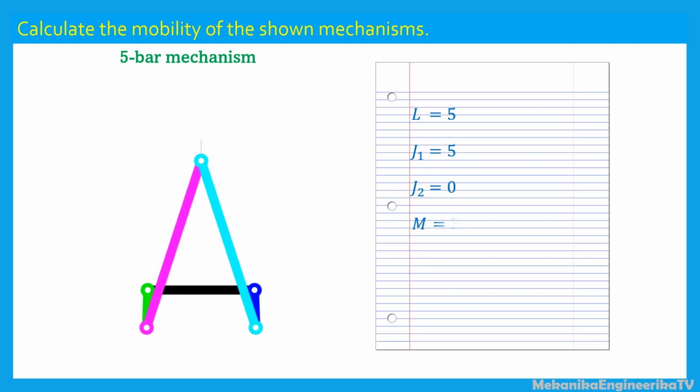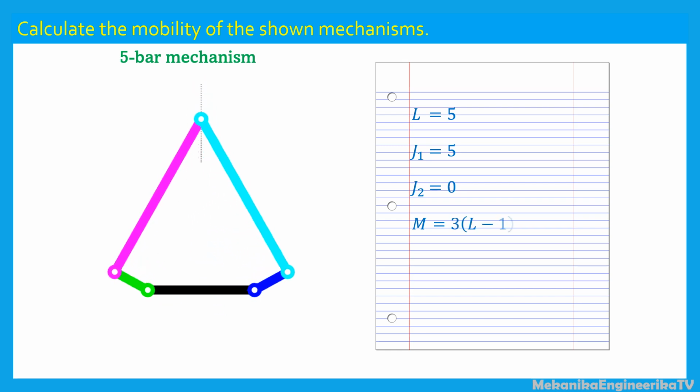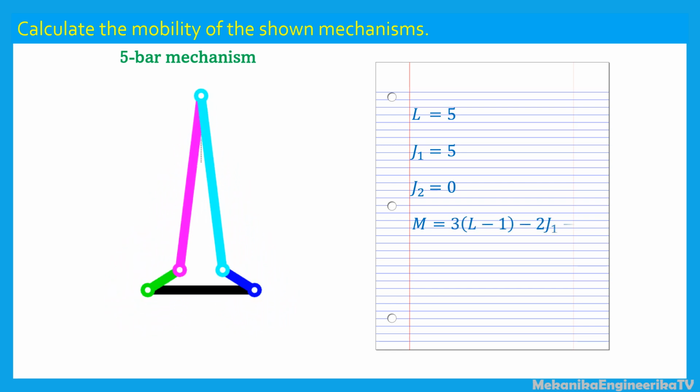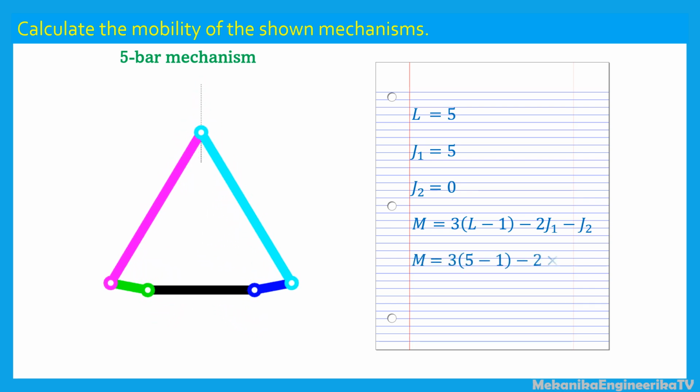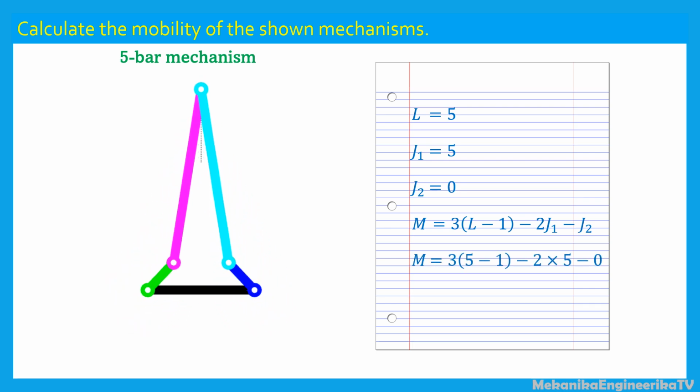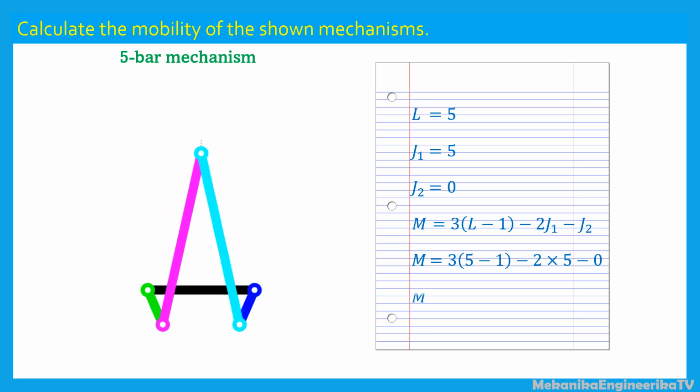Mobility, M, is given by 3 times (L minus 1), minus 2 times J1, minus J2. Substituting the values of L, J1, J2 in the expression of mobility gives that mobility M is equal to 2.